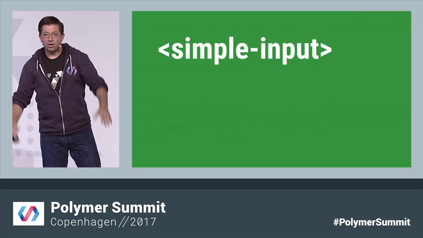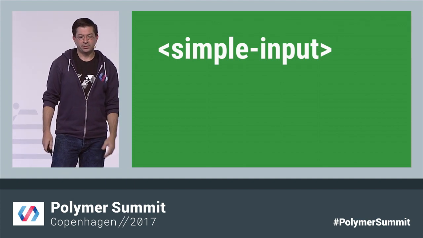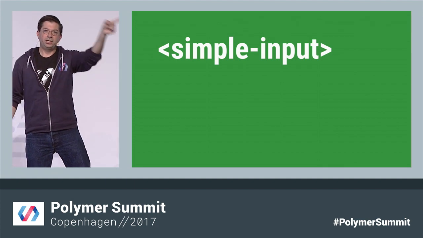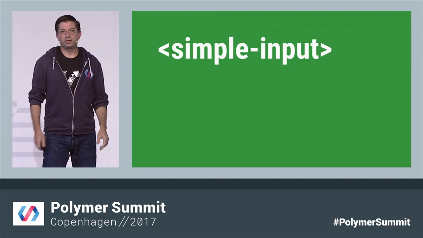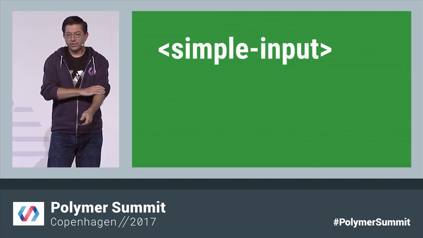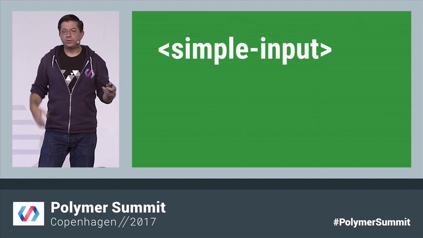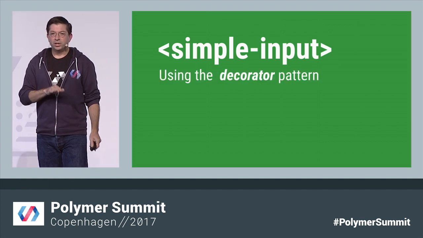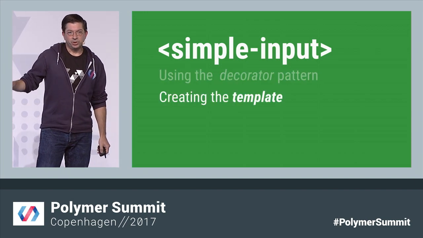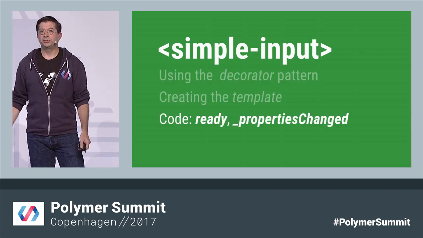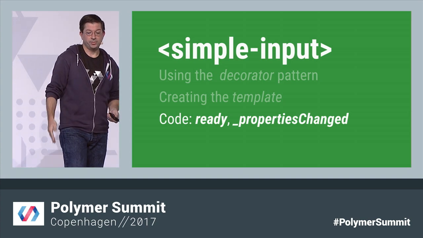Okay, so that's basically all we need to put into our base class: property accessors, and then we made simple element. And then we'll make a thing called simple input, and this is just going to replace our paper input. So let's take a look at a few things about this. We'll look at what we call a decorator pattern that I'll explain in a second. Then we'll look at the template. And finally, we'll look at some of the code, specifically the ready method and the properties changed method.